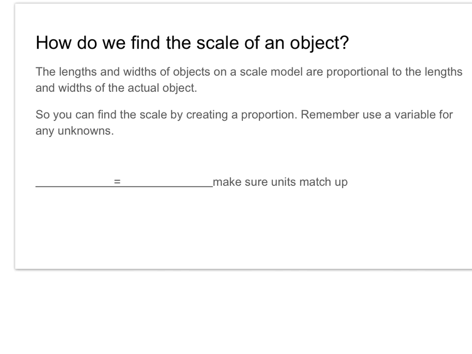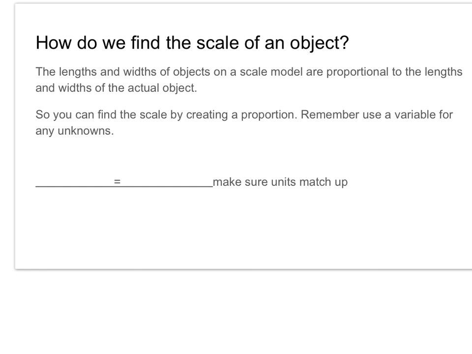How do we find the scale of the object? The lengths and widths of the objects on a scale model are proportional to the length and width of an actual object. So you can find a scale by creating a proportion. We've done a lot with proportions. Remember, use a variable for any unknowns. When you're making your proportion, you want everything to match up.